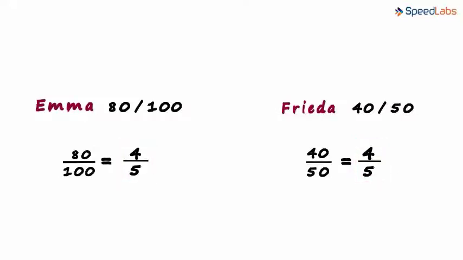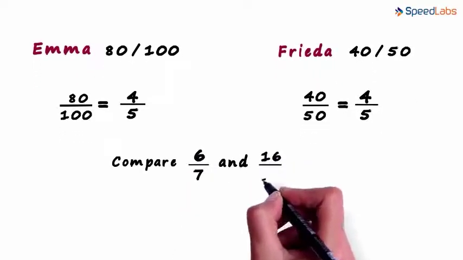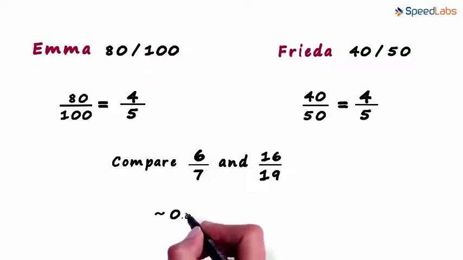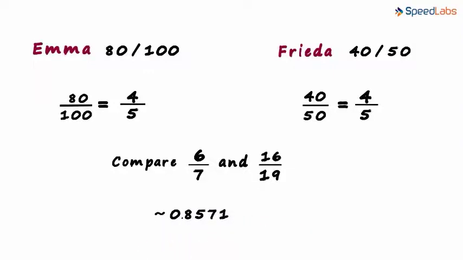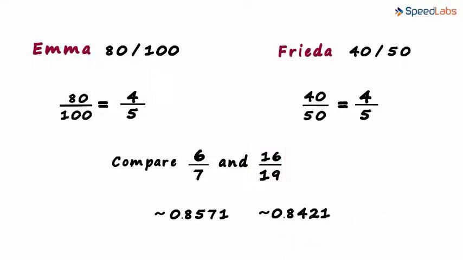But it may not always be that simple. Let's say we want to compare the ratios 6 by 7 and 16 by 19. Both these ratios are already in their simplest form and the values are also pretty close to each other. Using a calculator, we can see that the ratio 6 by 7 approximately equals 0.8571 and 16 by 19 equals 0.8421. How do we compare such ratios?